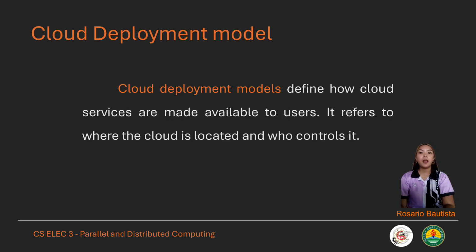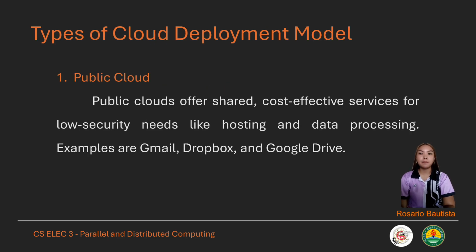Deployment models define where the cloud is located and who controls it. And there are four types. The first one is public cloud. This shares resources over the internet and is cost-effective but with basic security. Examples are Gmail and Dropbox.